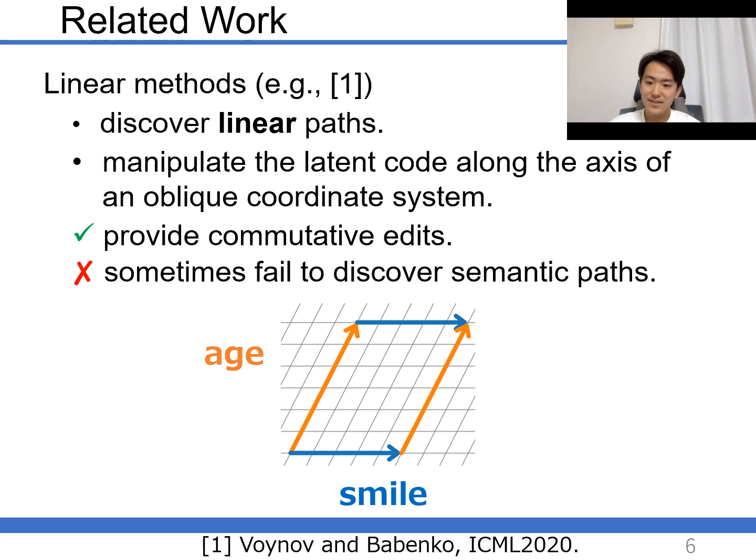First, we introduce methods that find linear semantic paths. These methods learn a semantic oblique coordinate system on the latent space. The advantage of linear methods is that their edits of different attributes are commutative. That means, what we get is identical when we edit attributes one after another or in the reverse order. The disadvantage of linear methods is that they sometimes fail to find semantic paths. Semantic paths are not necessarily linear, and nonlinear paths also exist. However, the quality of image editing may not be sufficient because only linear paths can be found by linear methods.